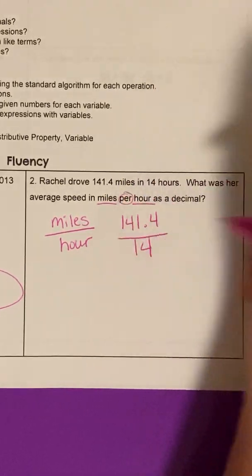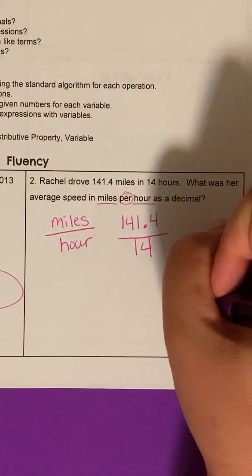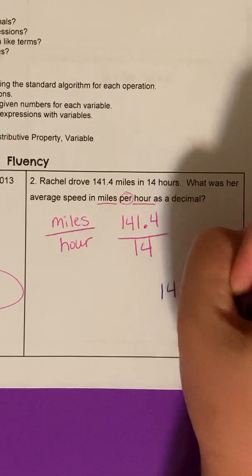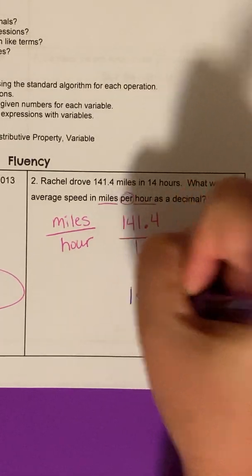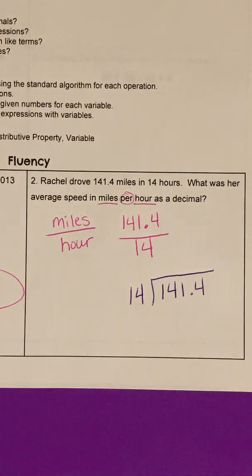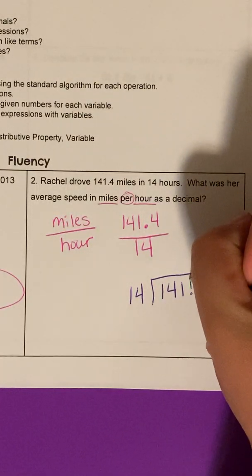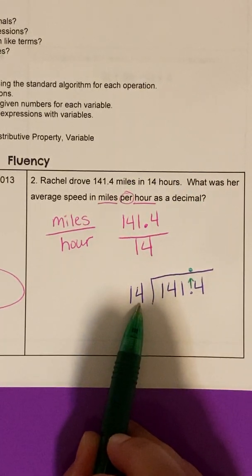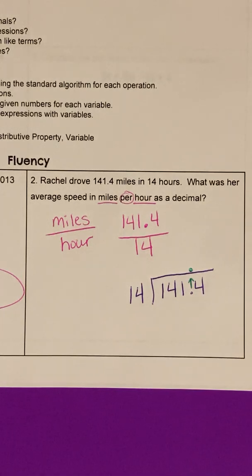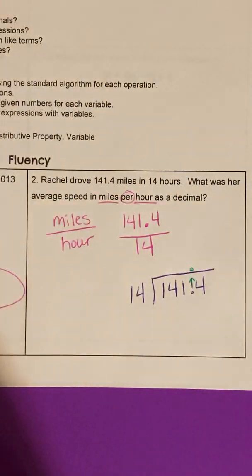We need to get this to 1. So what we need to do is just divide. So when we divide 141 and 4/10 divided by 14, we need to pop that decimal up because it's on the inside and we are dividing. There's no decimal on the outside where we need to move it over and then move over on the inside. So we just pop it up from the inside.